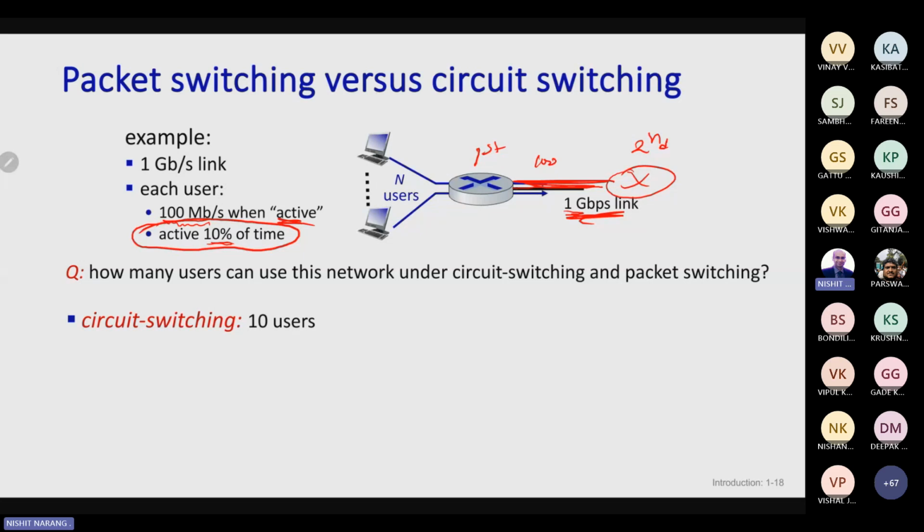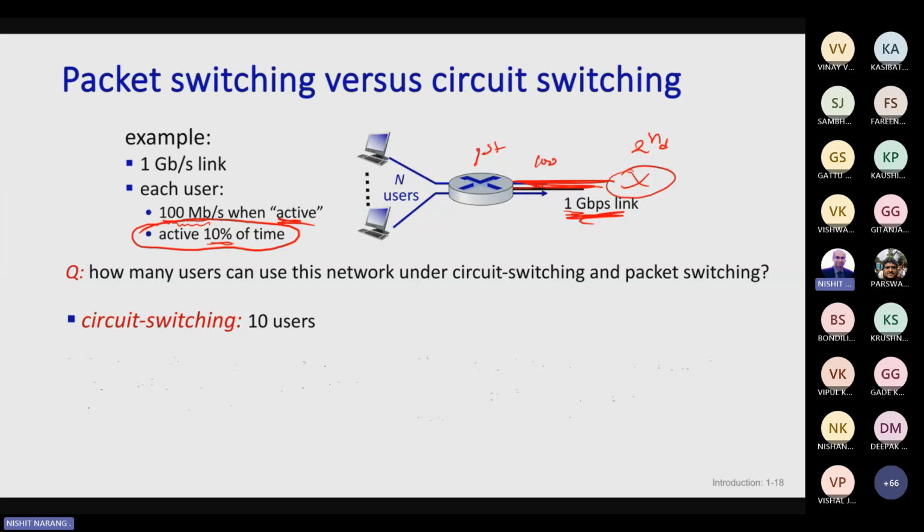Okay. So Sparsh is saying 100 users in the packet switch. Actually, it's a little more tricky, Sparsh. The 10% is not directly taken, because there's also a probabilistic factor. It's also possible that all of them become active at the same time. Even though each is active only 10% of the time, they can still become active at the same time. So what we do in packet switching is a probabilistic calculation.